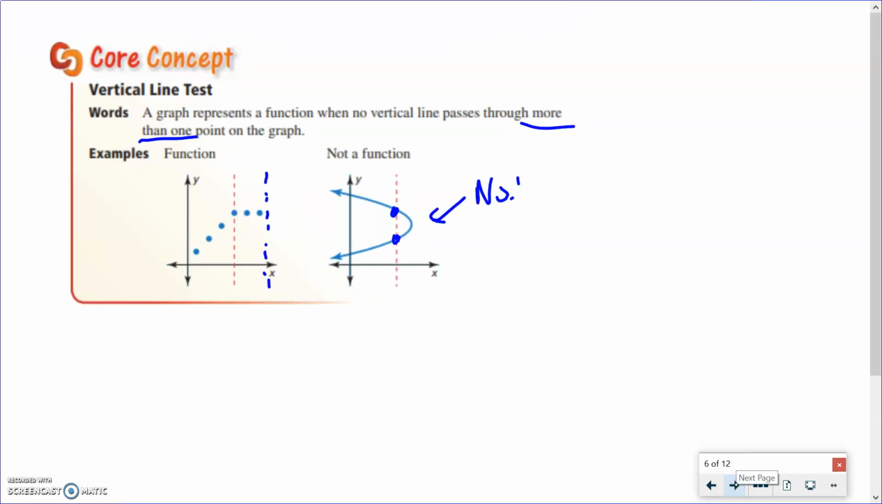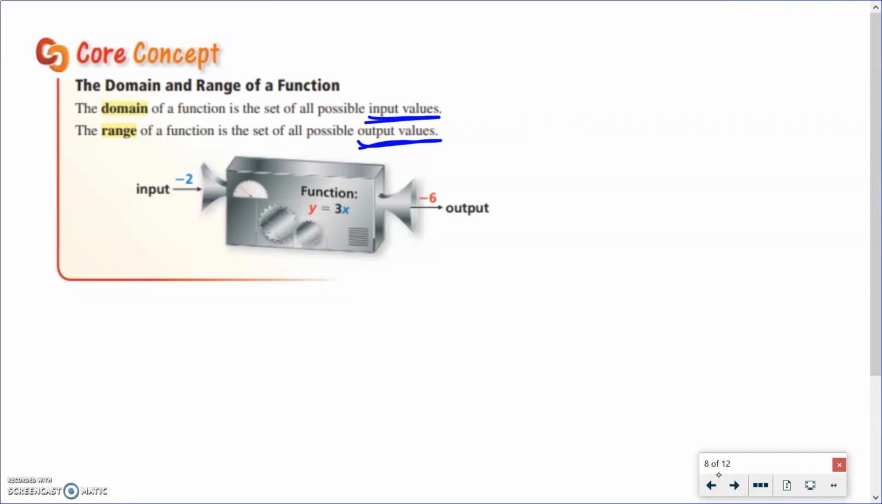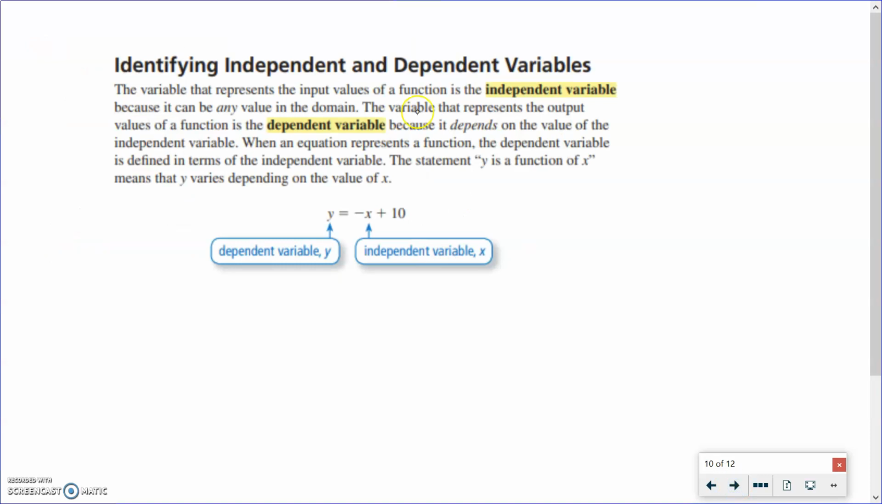And then for any graphs, we do the vertical line test. If it passes through more than 1 point, like this guy does anywhere on the graph, that is not a function. If you can draw a vertical line and it's 1 or less, then that is a function. And then when we talk about functions, we talk about domain and range, and really important, remember domain is input and range is output. And then last, independent and dependent variables. To sum that up, the independent variable is what you plug in, and the dependent variable is what depends on what you plug in. And so y is usually a function of x in our case.